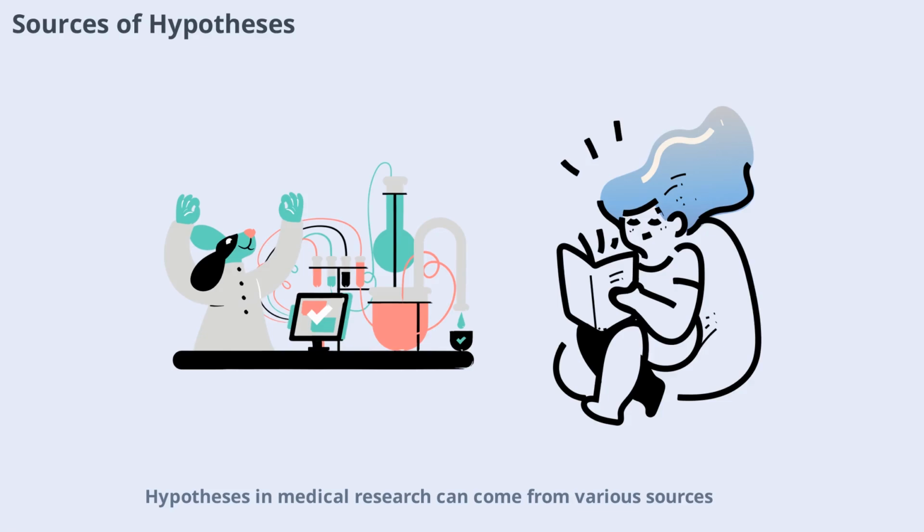Hypotheses in medical research can come from various sources. These include previous studies, clinical observations, theoretical frameworks, or even unexpected findings. Sometimes a review of the literature reveals gaps or inconsistencies that inspire new hypotheses. Being aware of these sources helps researchers stay innovative and grounded in scientific evidence.